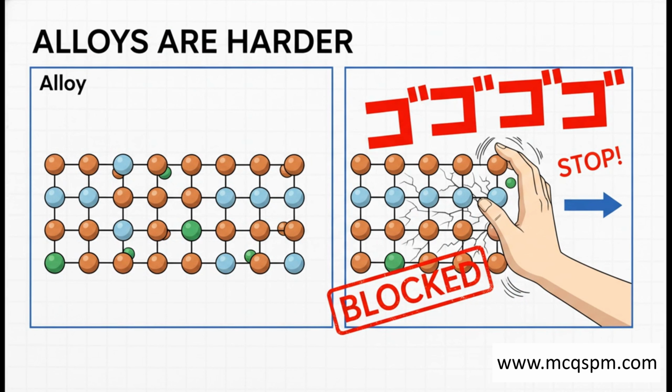Now let's make our alloy. We're going to throw some different sized tennis balls into our stack of billiard balls. These are our foreign atoms. Look at that! They completely disrupt that perfect, neat structure. The layers aren't smooth anymore. So when you apply a force now, guess what? The layers get stuck. They can't slide past each other. And that right there is why alloys are so much harder and stronger.